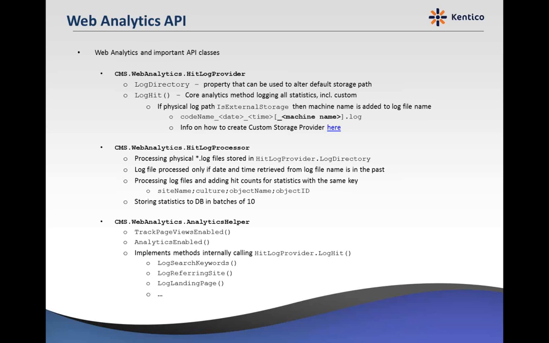This is a static property of the HitLogProvider, so when I change it once on the application start, the same value will be used for the remainder of the lifetime of the application until it recycles. But then again, since I'm setting it in the on application start, it will be set to the same thing over and over again, even when the application restarts, right? So it's easy as that. I just change the LogDirectory value to something custom, and that's where the system will try to store the physical log files.